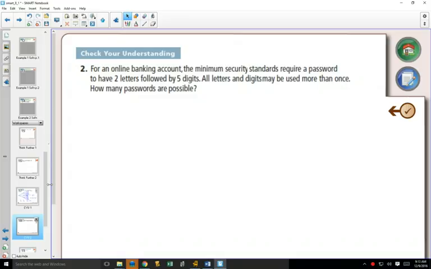Anyways, so here we've got our online banking account. It requires having a password with 2 letters followed by 5 digits. Letters and digits are allowed to be used more than once. How many passwords are possible? Well, this is not one of those things where we want to start writing down, oh, it could be 00AAAAA. Oh, and it could also be 01AABAA. It's going to take us a long time if we tried to list them all.